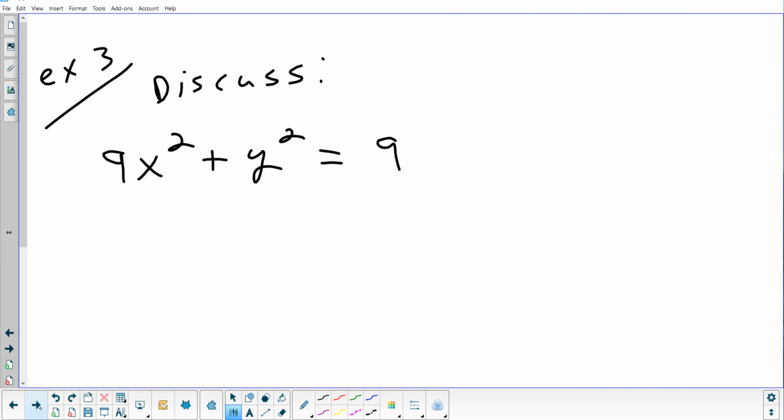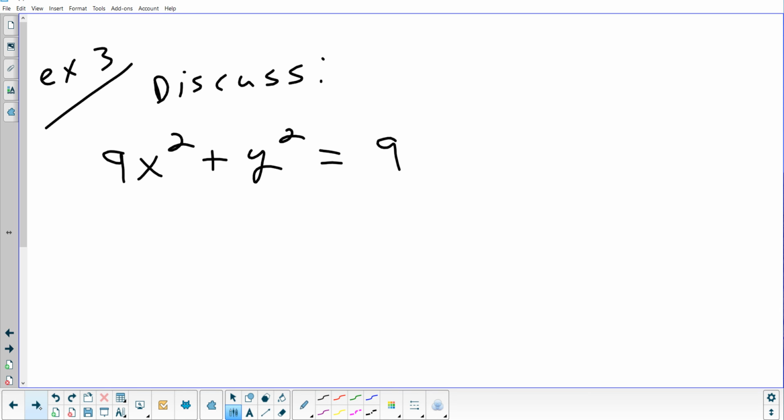First thing they want us to do is discuss this one. What's wrong with that? That's not ready to discuss. Yep. There's no a squared or b squared. What else is wrong with that? Yeah. Equals 9. It can't equal 9. And if we solve that problem, we'll solve that other problem at the same time.